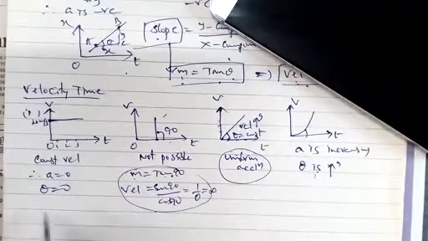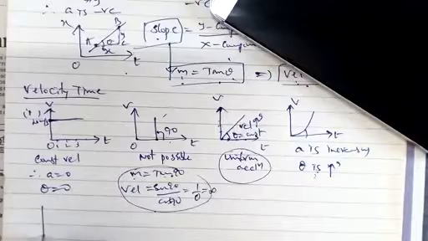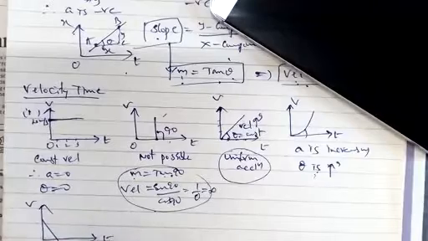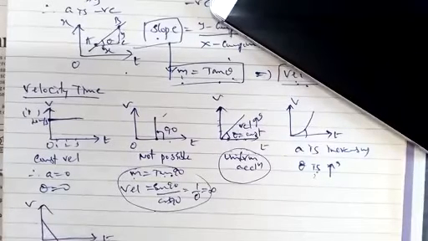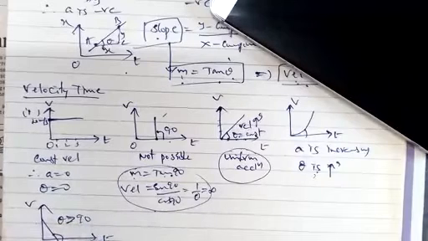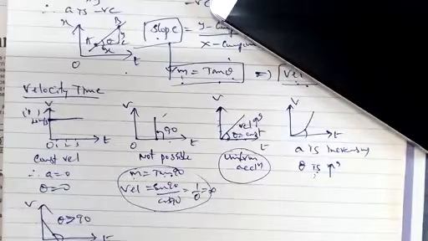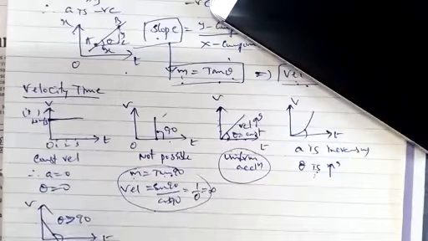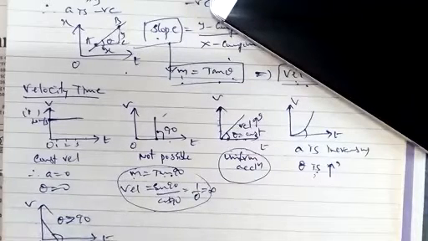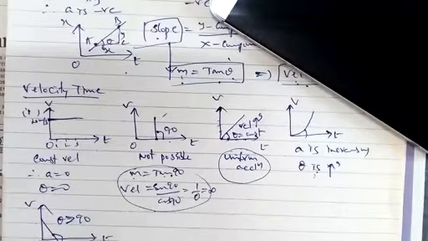Now suppose we take another one, a velocity and time graph like this here. In this case, how much is theta? Theta is greater than 90, so acceleration is negative because velocity is decreasing. If you see the graph, velocity is decreasing with respect to time. So when velocity is decreasing, acceleration is negative. Negative acceleration is called deceleration. You have to remember this one.